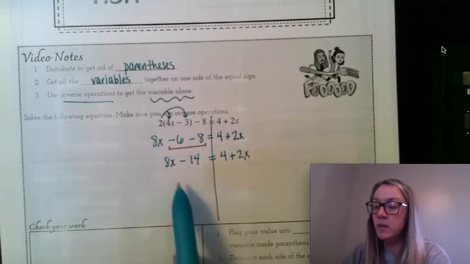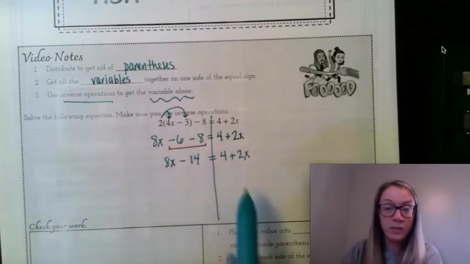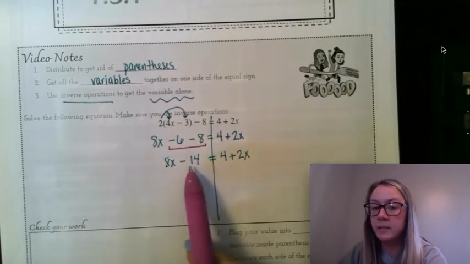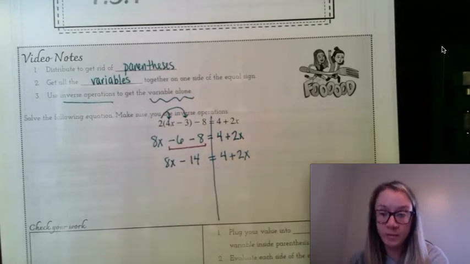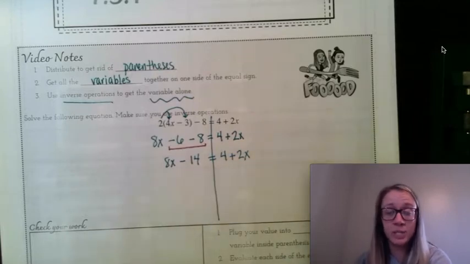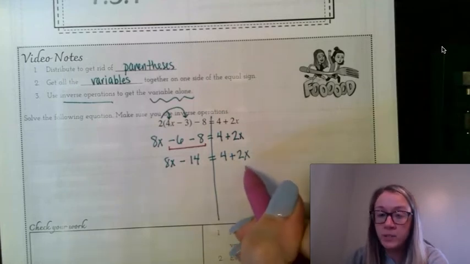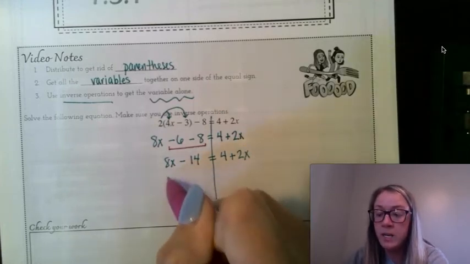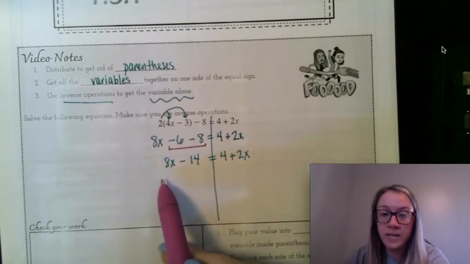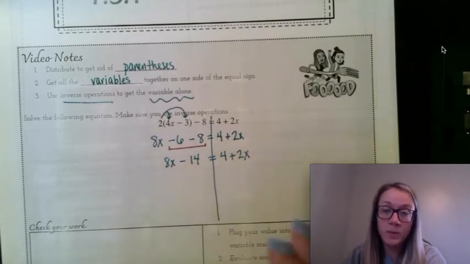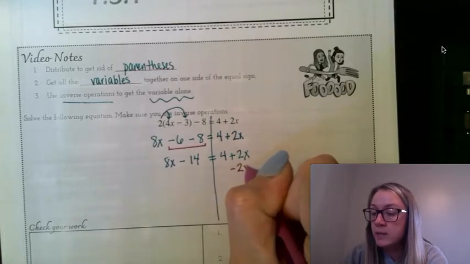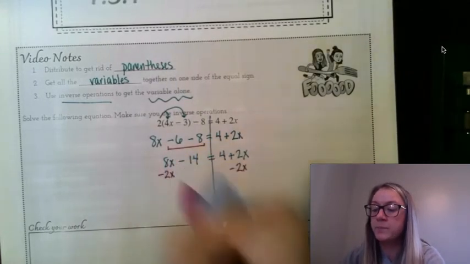Now, this looks like something we've done before. We have variables on both sides, which is fine. We just want to get them together. And so I could move my constants first, or I could move my variables first. That is up to you. I'm going to start by moving my variables, and I'm going to move my 2x to this side because 2 is smaller than 8. You could do it the other way, but you would end up with a negative. So I'm going to subtract 2x, subtract 2x.